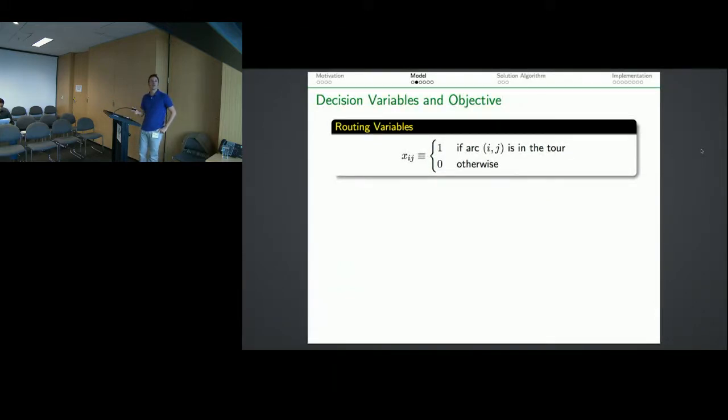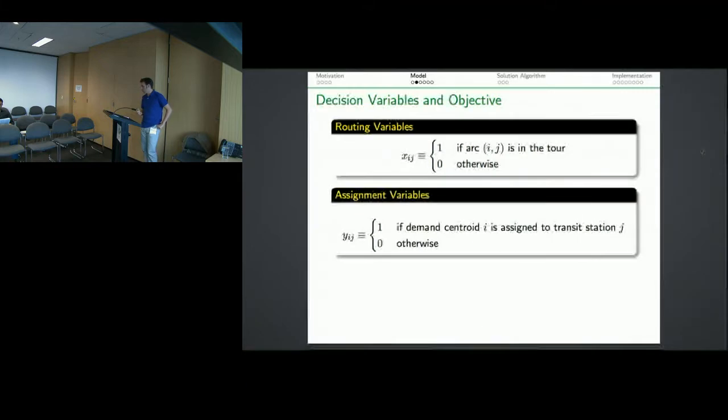The routing variables are very straightforward. They're similar to any TSP. We use x_ij as a binary variable to represent the fact that arc ij is in the tour. The assignment variables are also quite conventional. We use y_ij to represent the fact that the demand centroid is assigned to a transit station.